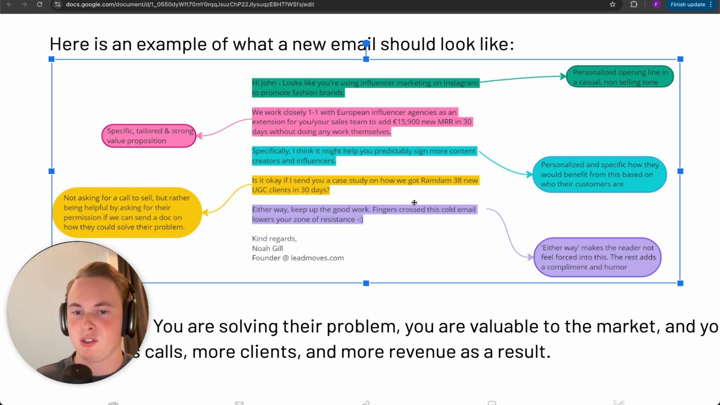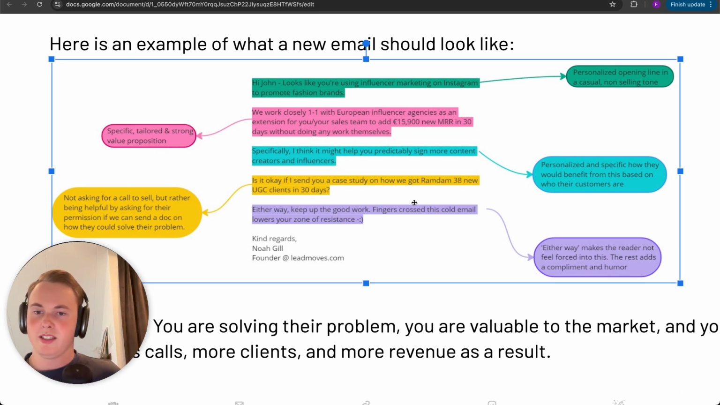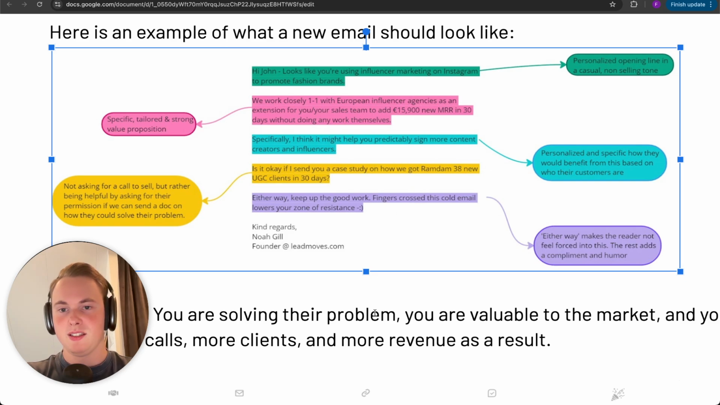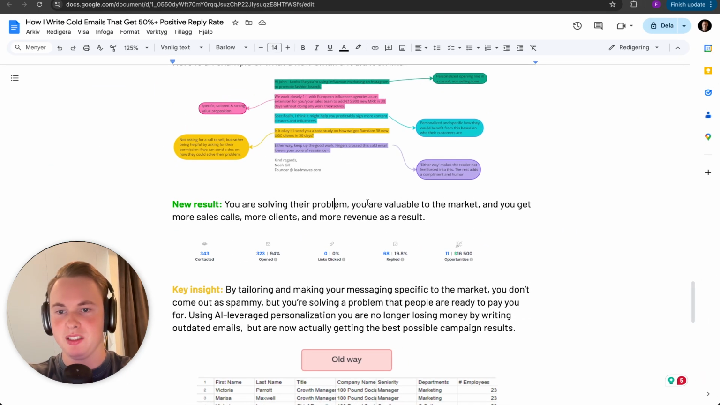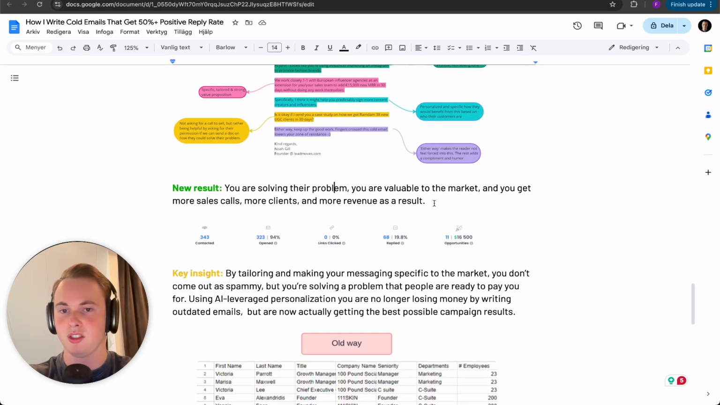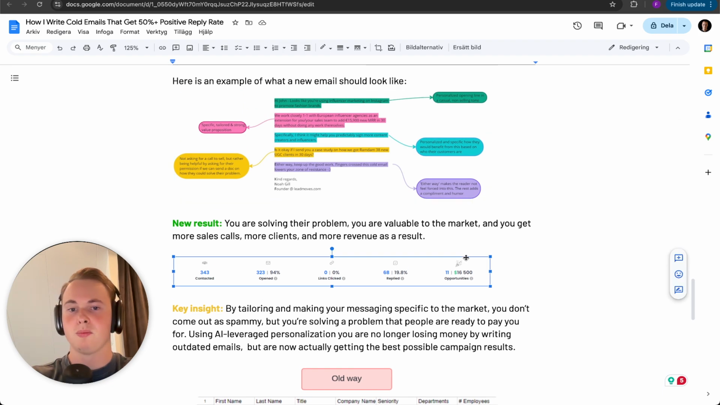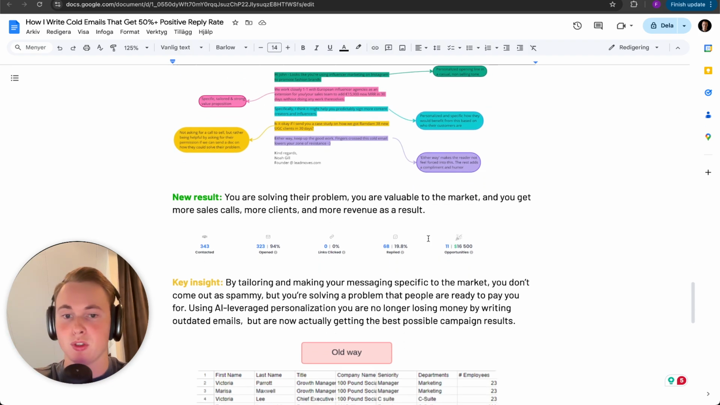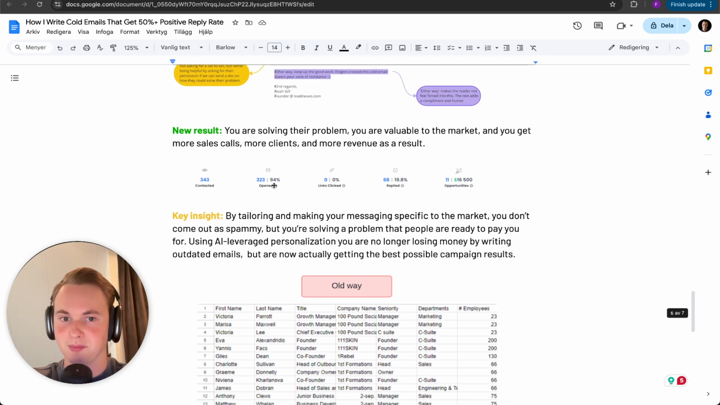You just want to have a casual tone, and yeah, with either part section, the reader doesn't feel as forced into this. The rest just adds a compliment and some humor basically. And if you do this, it means you're actually solving their problem. So you get more replies, you're valuable to the market, and you get more sales calls, more clients, and obviously more revenue as a result.